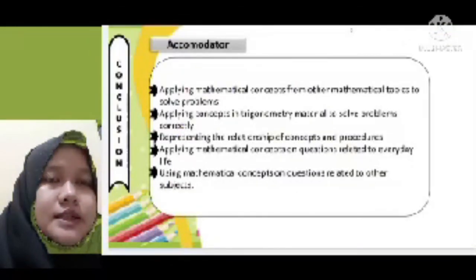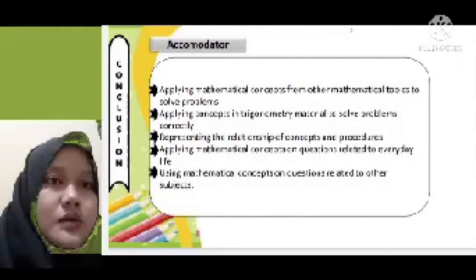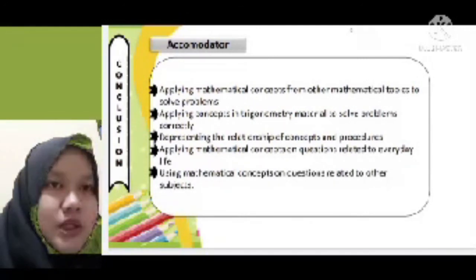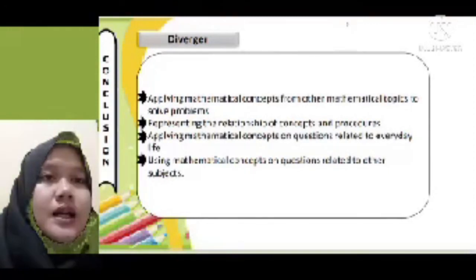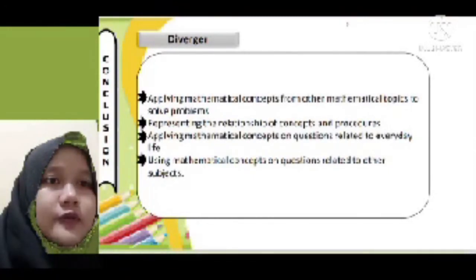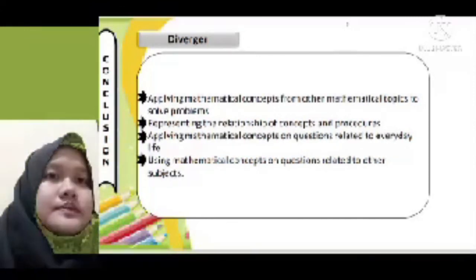The conclusion that can be drawn is that students with an accommodator learning style are able to fulfill 5 indicators of mathematical connection, and students with diverger learning style are able to fulfill 4 indicators of mathematical connection.